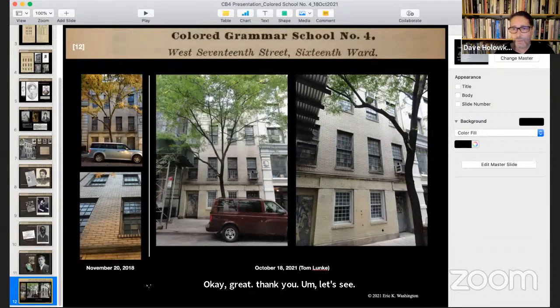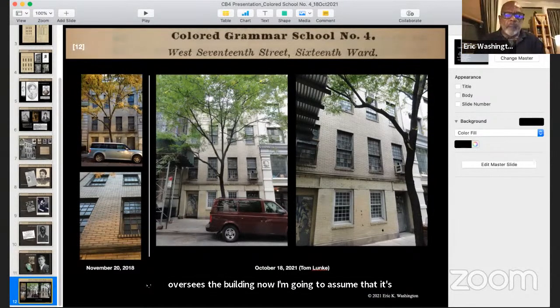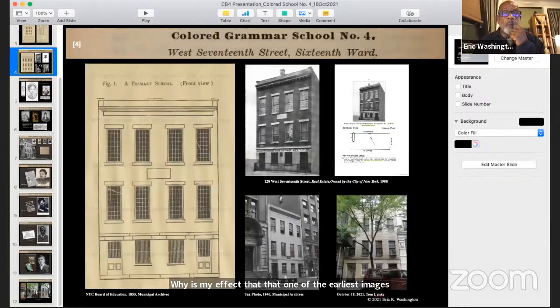Eric, thank you very much for that fascinating presentation. I'll follow on Betty's question about who oversees the building now. I'm going to assume that it's owned by New York City. Is that correct? Right. As a matter of fact, one of the earlier images from 1908 is from a book, Real Estate Owned by the City of New York. I think that's probably what saved it, because when it discontinued as a school, it didn't seem to have gone on the market, even though that's what they said they were going to do, and just went to another city agency. Afterwards, it was sort of a home for veteran firemen, particularly those who had participated as zouaves during the Civil War.